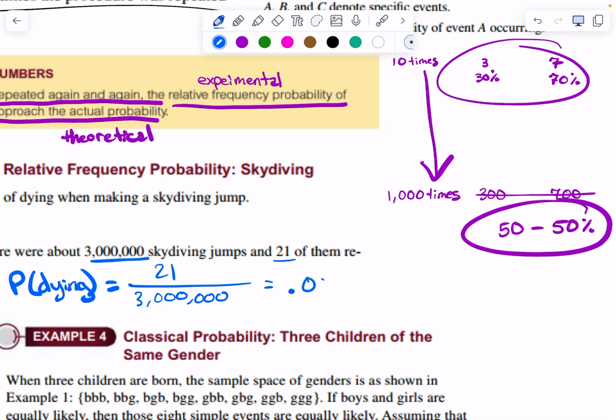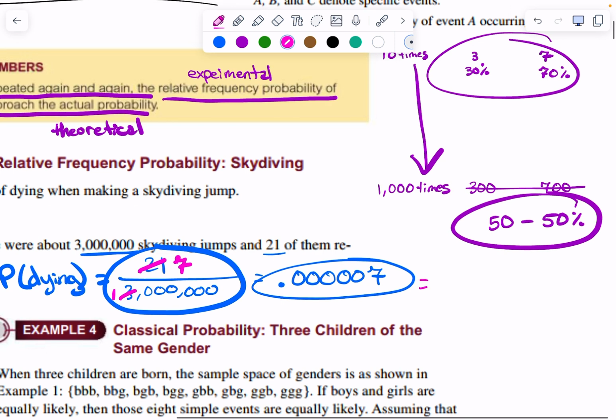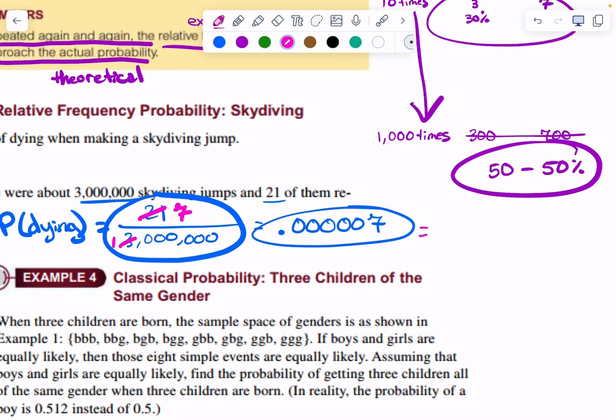That's 5 zeros and a 7. 1, 2, 3, 4, 5 zeros and a 7. Cool. That's it as a decimal. This would technically be it as a fraction, except we would need to reduce. 21 and 3 could be 1 and 7, right? 7 over a million instead of 21 over 3 million. And if you write that as a percentage, it would be 3 zeros, a 7 and a percent. I don't care which one you do. You're probably going to give me the decimal, whatever. Okay, that's your chances of dying when you skydive.